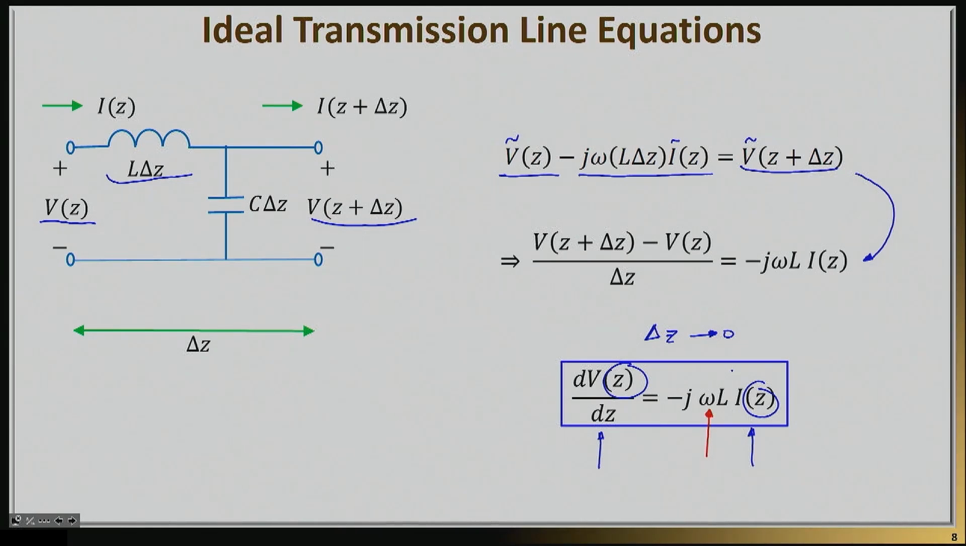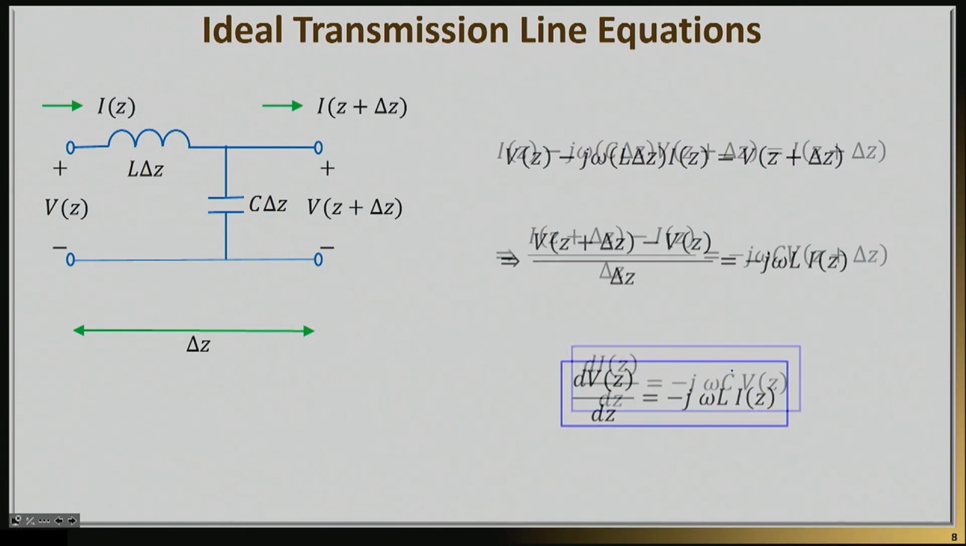And I will also assume, as is the case for the ideal transmission line, that this L and this C are independent of z. So they're not a function of z. In other words, I'm assuming that the transmission line cross-section is actually independent of distance. Inductance per unit length and capacitance per unit length are basically constant. So that's my first equation under these assumptions.